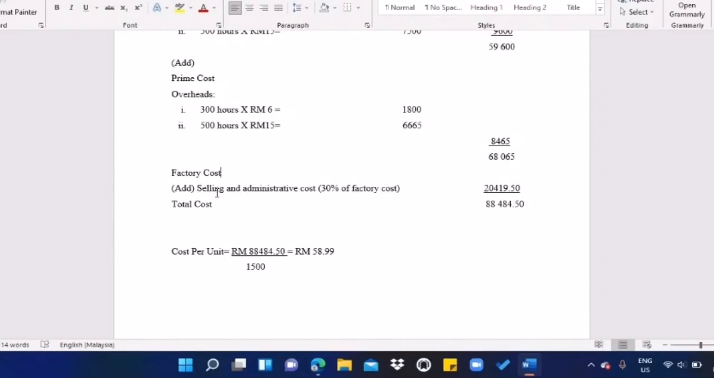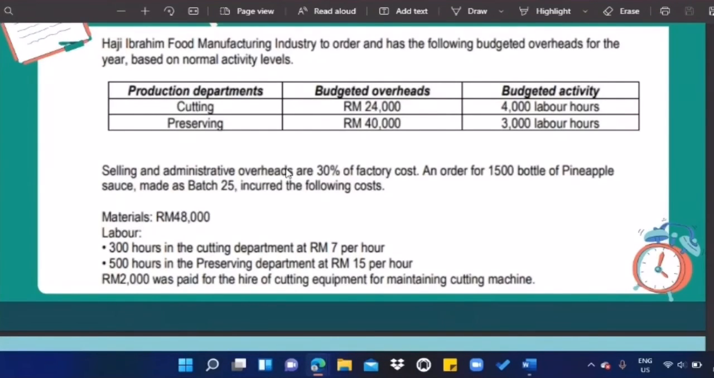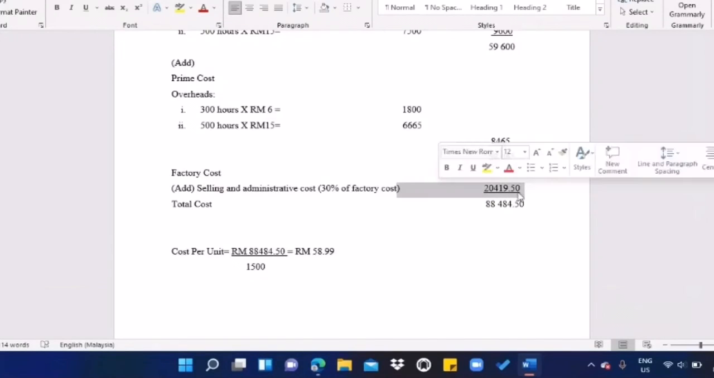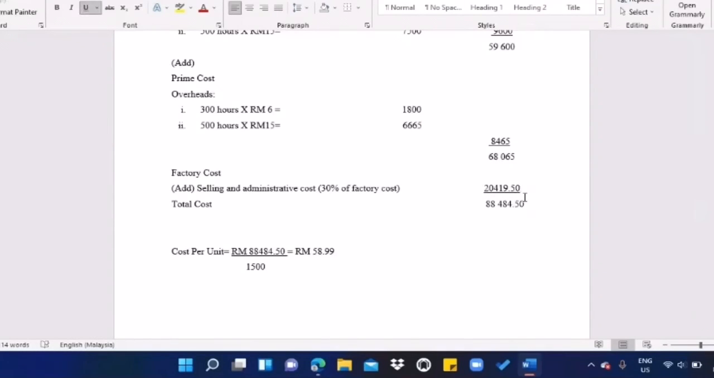We need to add the selling and administrative cost, which is 30% of the factory cost as mentioned in the question here. So from the factory cost of 68,065 ringgit, we need to take 30% of it, and we get 20,419 ringgit and 50 cents. So the total cost will be 88,484 and 50 cents. All right, so that is the calculation for question 2.